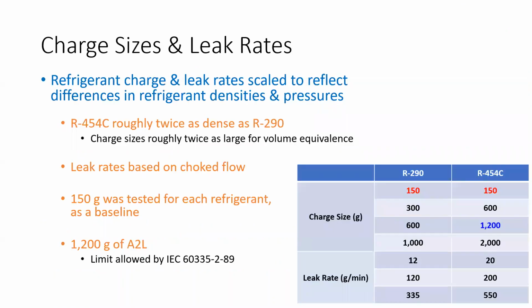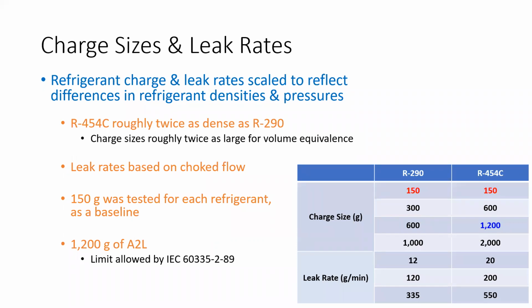So the charge sizes and leak rates used in this study were changed based on the refrigerant properties. As I mentioned previously, R454C is heavier or denser than propane. So if you're basically having the same size appliance with roughly the same capacity, you would expect about the same volume of liquid. And on that basis of volume equivalence, you would have twice as much refrigerant on a mass basis with the R454C because of its higher density. And that's shown in the charge sizes in the table on the bottom right.